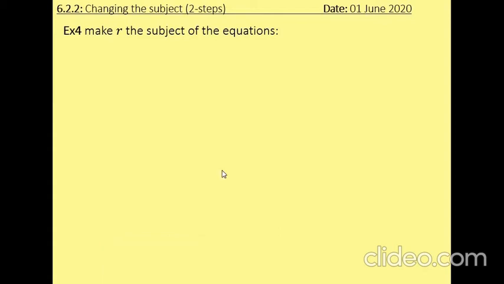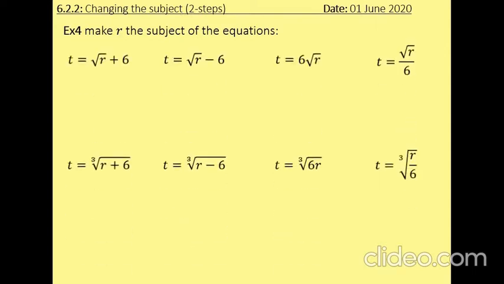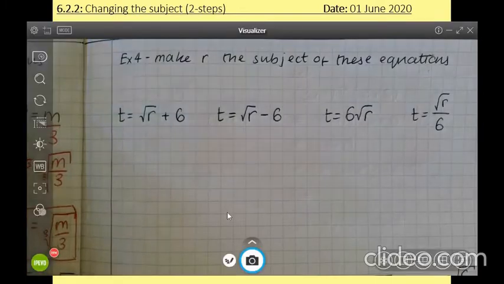Hi everyone, this is the last video on rearranging equations, or changing the subject of equations, that involve two steps. This is the last lesson on these two-step questions. In these examples we're going to be making r the subject of these equations. So I'm going to switch to the visualizer so that we can work on these.